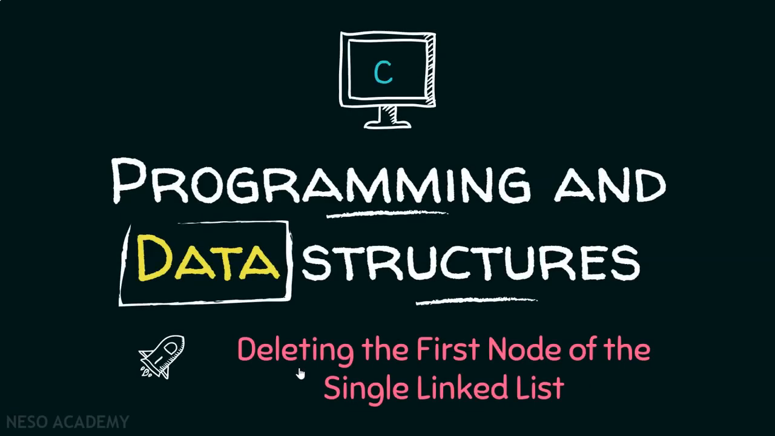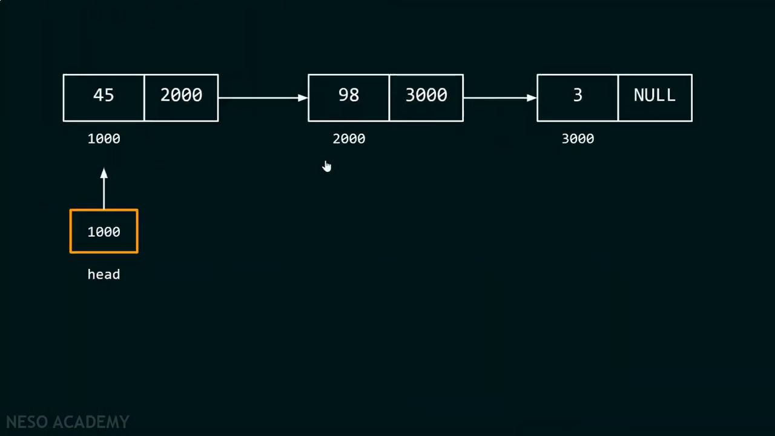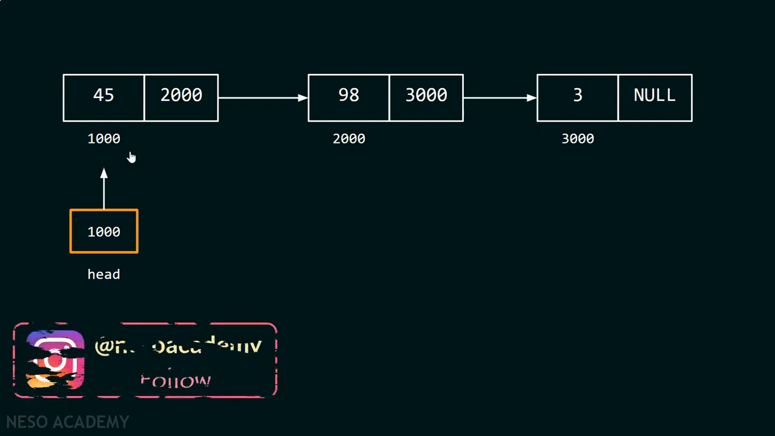In this presentation, we will learn how to delete the first node of the single linked list. So let's get started. Let us suppose we already have this list and head pointer is pointing to the first node of this list. Now we want to delete this particular node of this list.